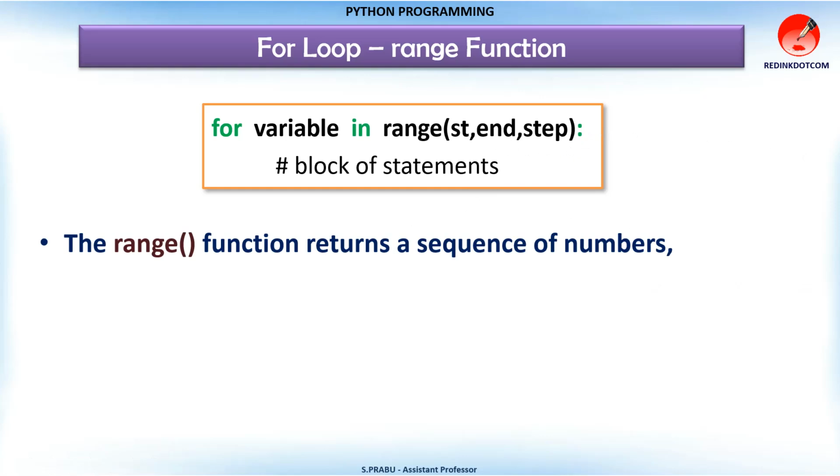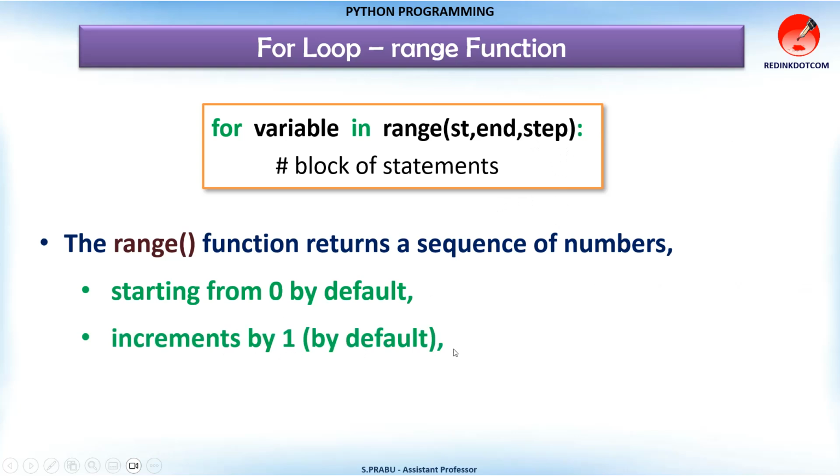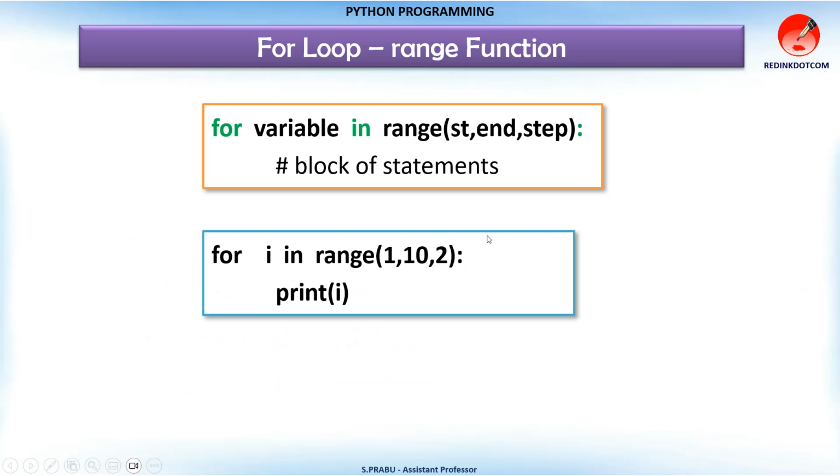If we are not mentioning the starting point, it treats 0 as the default value. If we are not mentioning the incremental step, it treats 1 as the default value. So these two values are optional, but we should mention the end part, that is how many times it will be repeated. In this example, we can start to print the numbers from 1 to 10 with the increment of 2.